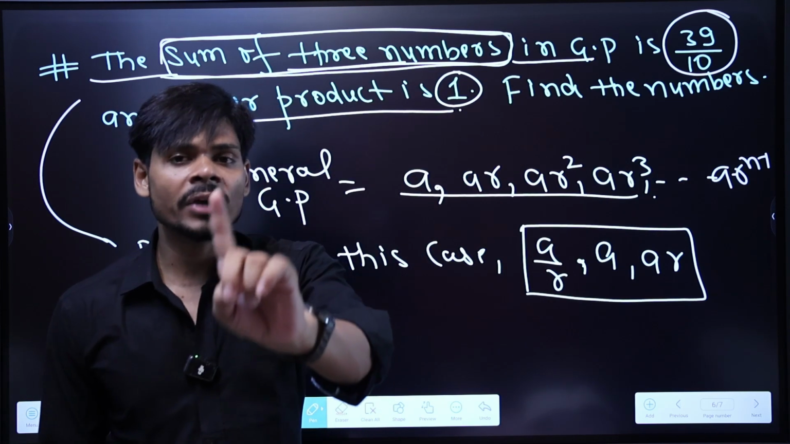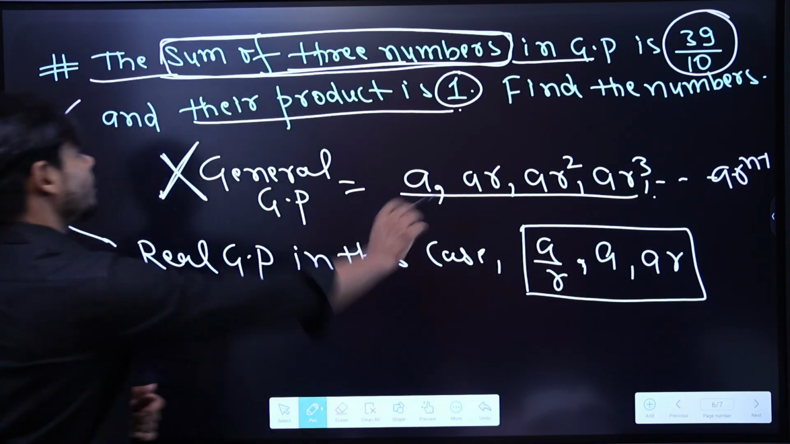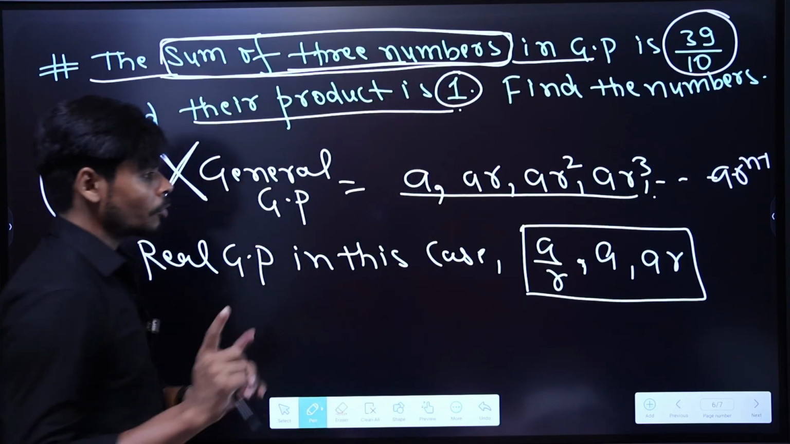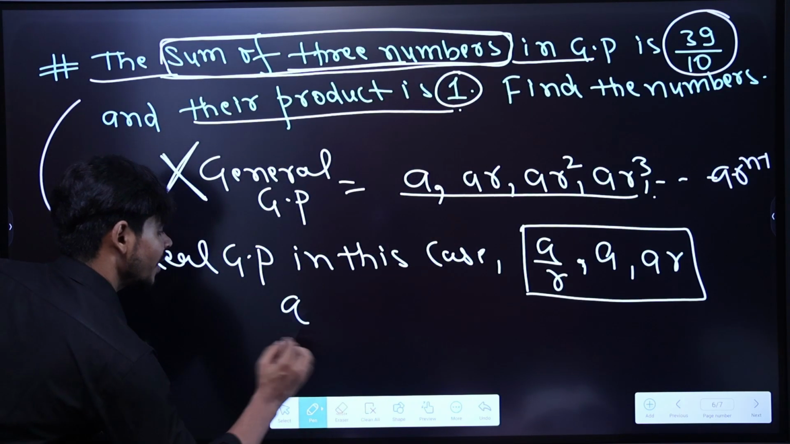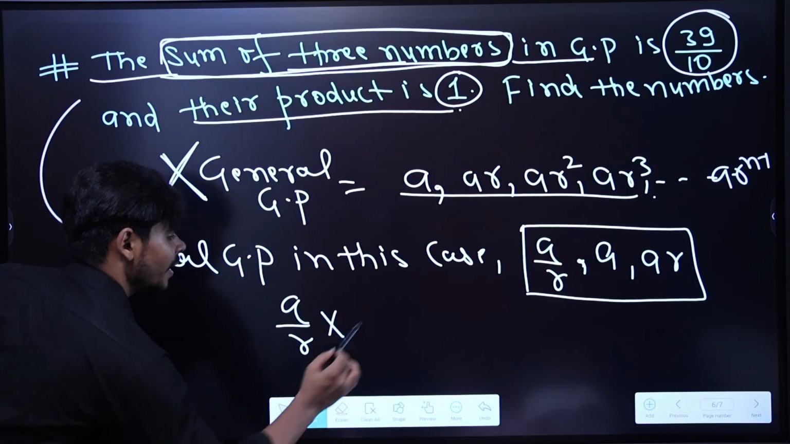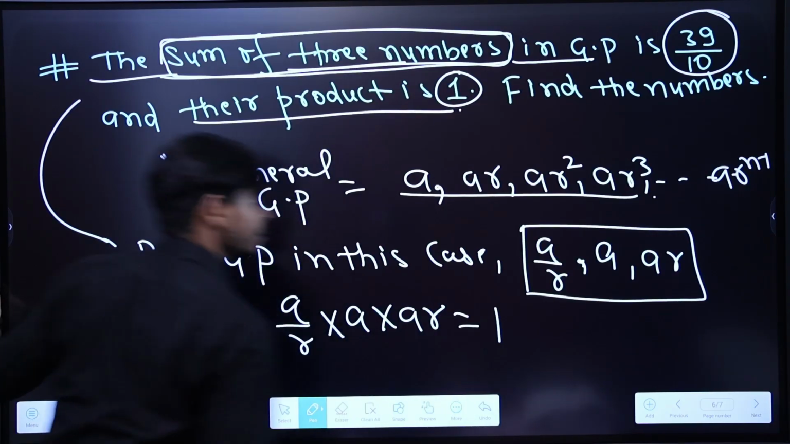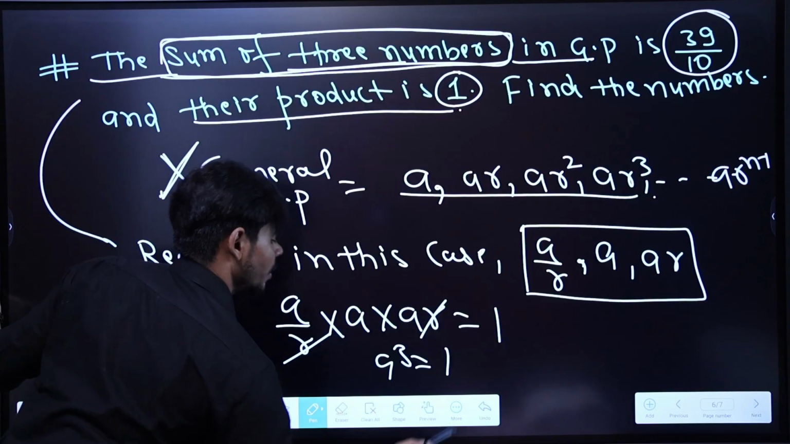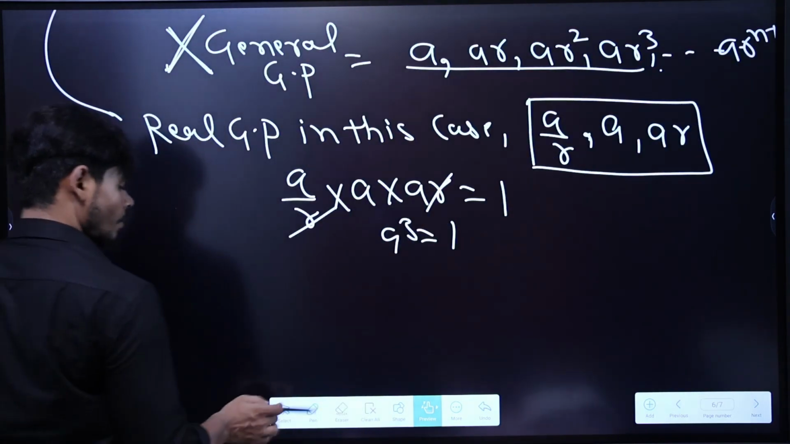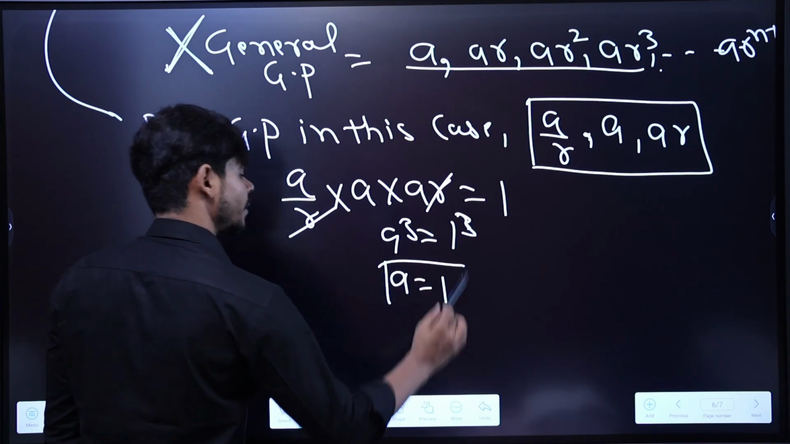the value of A by cancelling out R, right? For example, we are given the product as 1. Product of these three terms is 1. So I am going to write over here A upon R multiply A into A times R, and we are given these terms as 1. Cancel. It will be A cube is equal to 1. So from here, no doubt, your A will also be 1, right? Because A cube is the same, power same, base same.